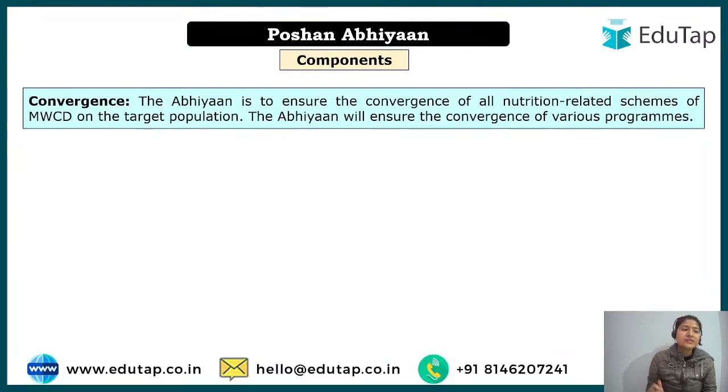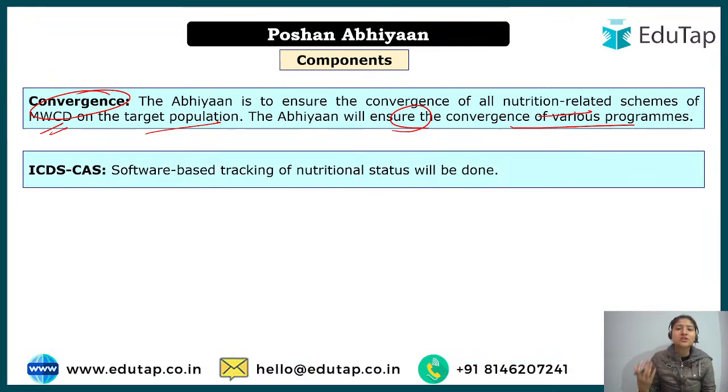We have different components. First of all, convergence. Convergence means, because see, there were a lot of nutrition-related schemes that used to go on, as we talked about. There was the National Nutrition Mission, there was the Supplementary Nutrition Mission. So everything was converged, because all those schemes had the same aim, but they were implemented in a stranded form. That is why all nutrition-related schemes were converged by the Ministry of Women and Child Development on the targeted population, to ensure the convergence of all the programs associated with the nutritional requirement or fulfillment of women and child.